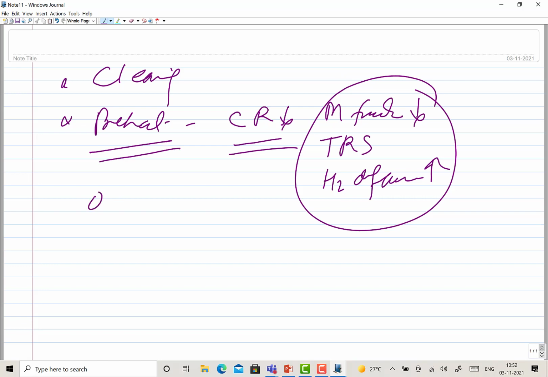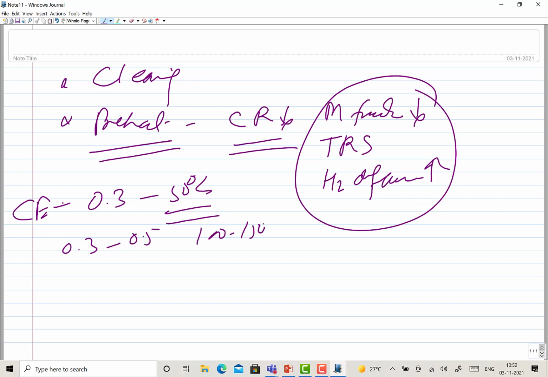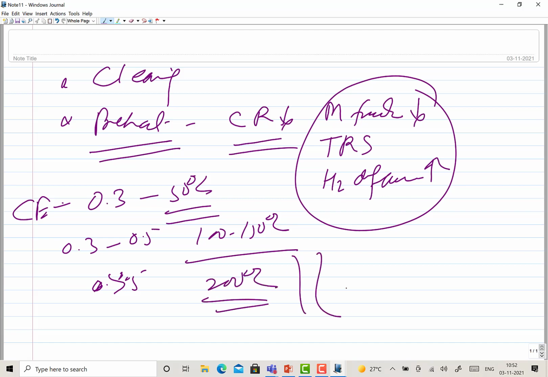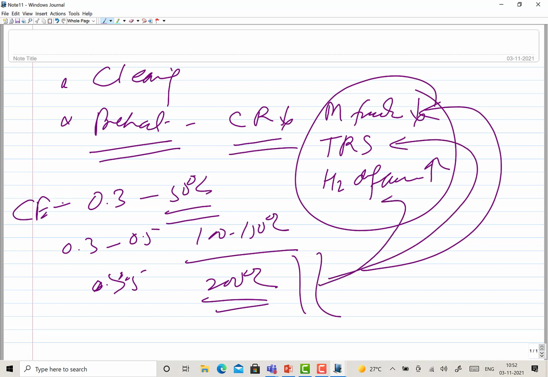So depending upon the carbon equivalent, say for a carbon equivalent of 0.3, a little preheat of 50 degrees centigrade will be fine. If it is 0.3 to say 0.5, maybe 100 or 150 degrees centigrade preheat will be okay. If it is more than say 0.5, then you need a lot of preheat, like say 200 degrees centigrade, in order to avoid formation of martensite, reduce the tensile residual stresses, and reduce the diffused hydrogen content in the weld. Okay, so preheating is probably one of the best alternatives to reduce cold cracking.